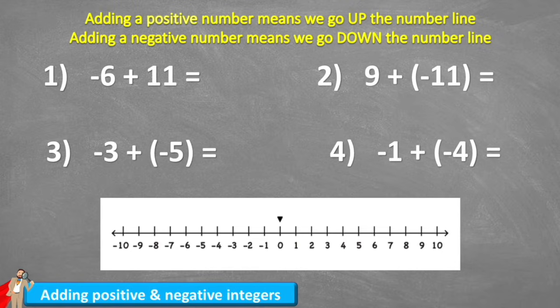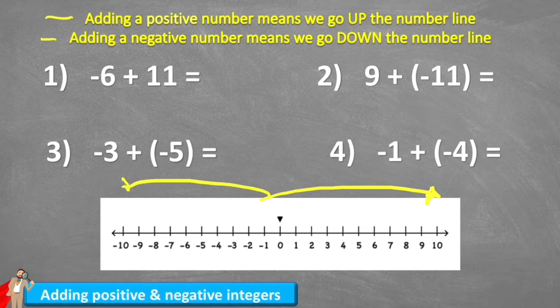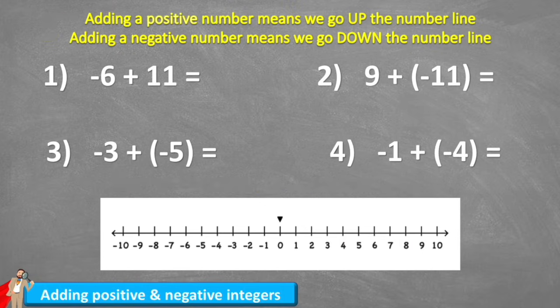And we're going to follow these 2 rules. The first one says adding a positive number means we must go up the number line, meaning we're going to get a greater value. And rule 2 says adding a negative number means we go down the number line, meaning our value gets less. So let's have a look at what that looks like with example 1. So example 1 says -6 plus 11.